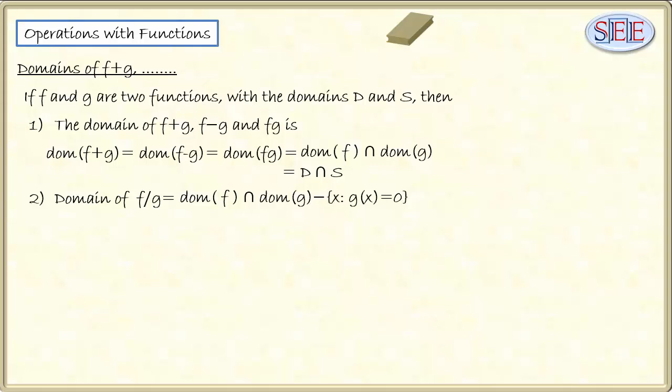Because when g of x equals 0, the function g of x, remember, will be at the denominator level. So those values of x that give g of x equals 0, we have to remove them from the intersection. Then we can rewrite this to be equal to D intersect S minus a set with elements x such that g of x equals 0. This is what we do to get the domain of the quotient of two functions. We'll take examples.